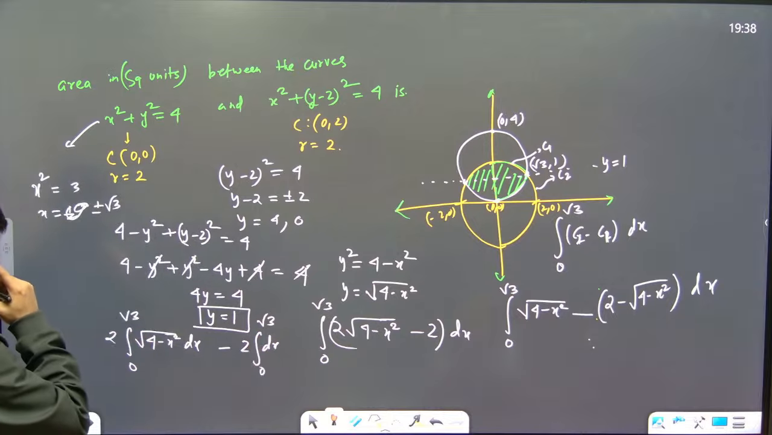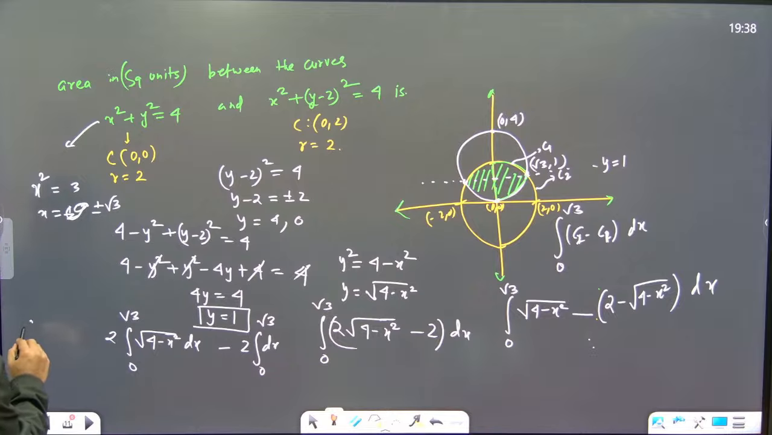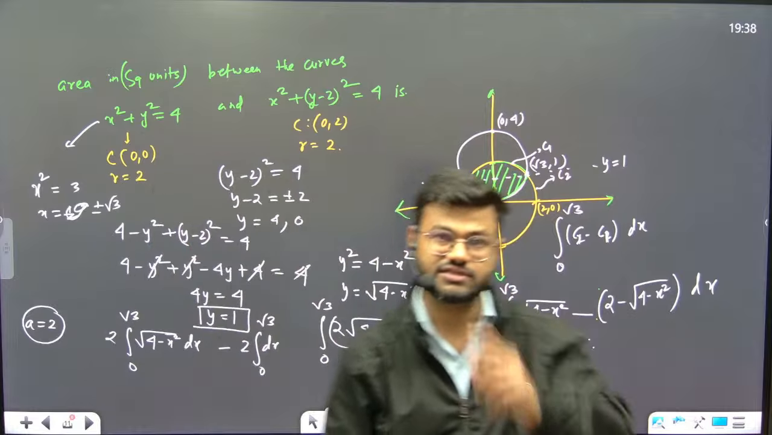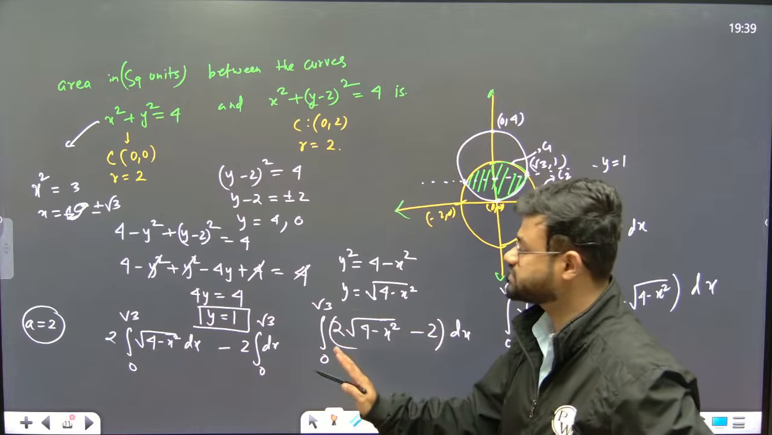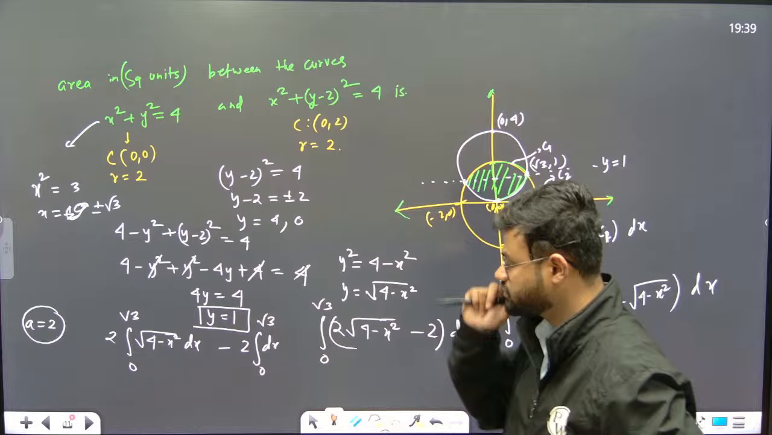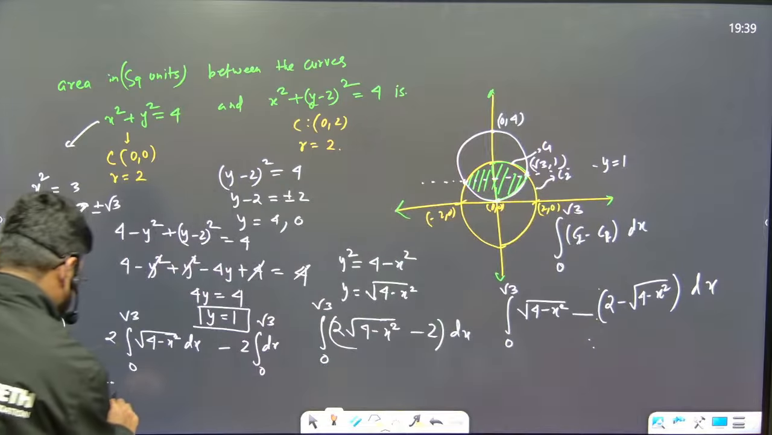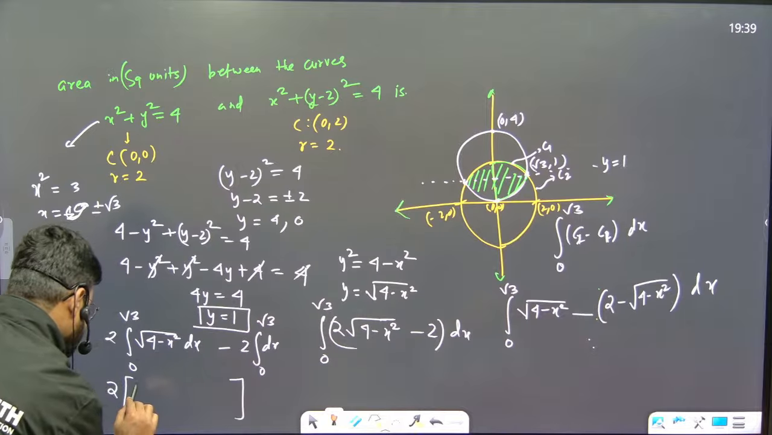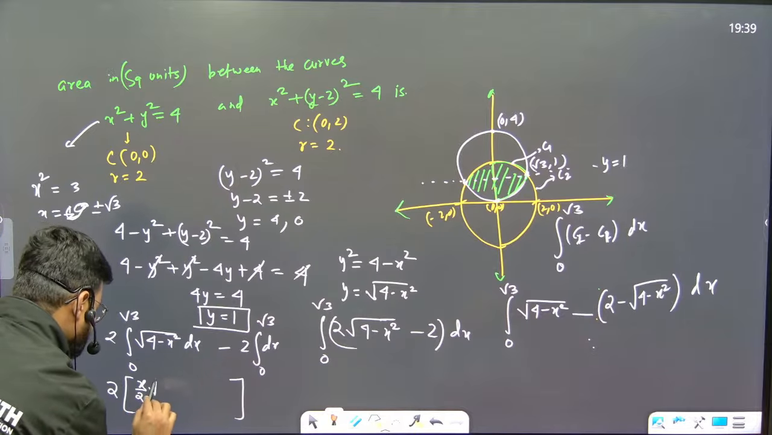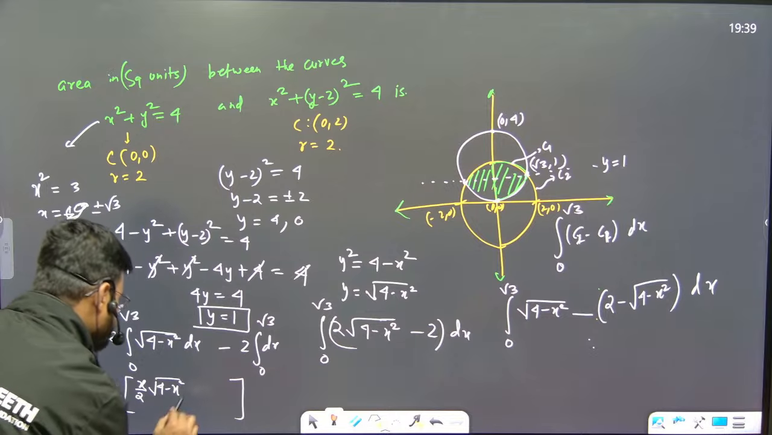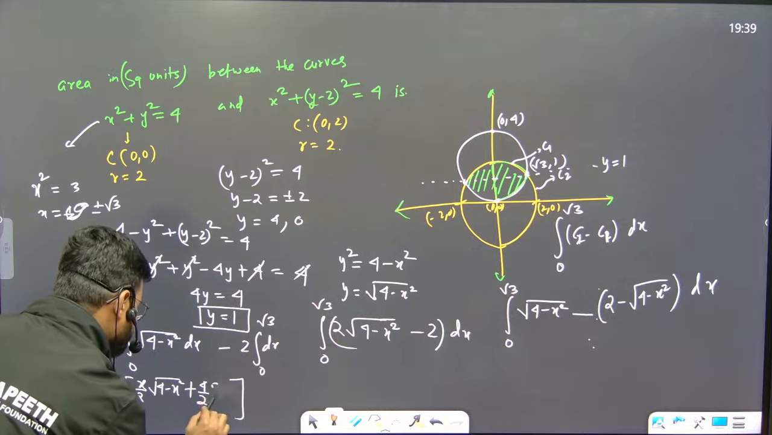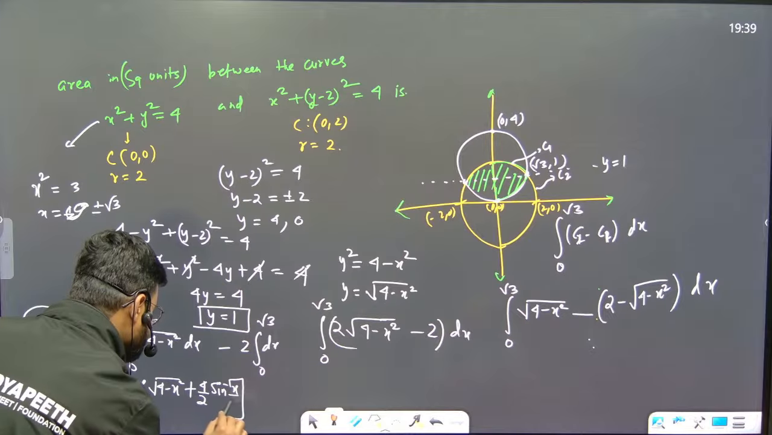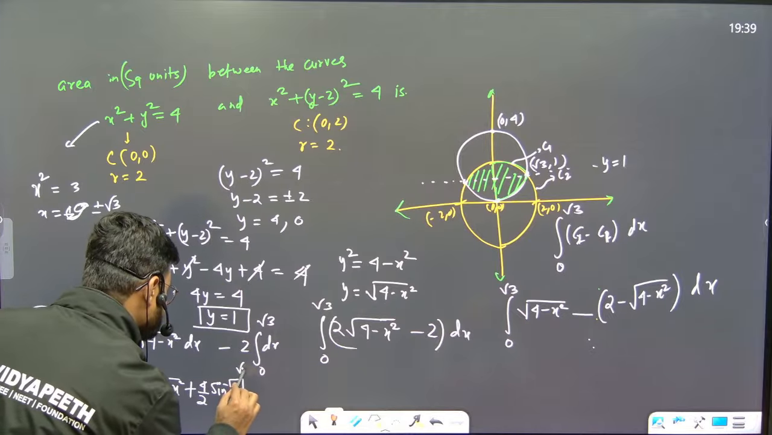Just by observing, we can say this is root over a square minus x square. So first write down a. My a is 2. I know for this particular question the formula is a little bit lengthier, trickier. Many students forget this formula, but it is a very standard integral which every student must know. So what is the formula for this? 2 times bracket x by 2 root over 4 minus x square as it is, plus a square by 2, which is 4 by 2, sine inverse x by a, that is sine inverse x by 2, and the integral is running from 0 to root 3.